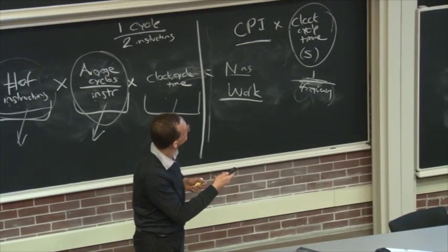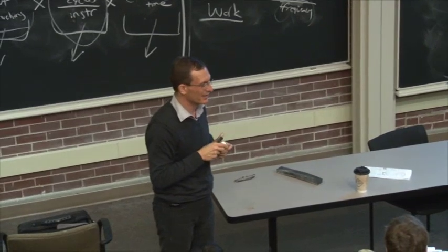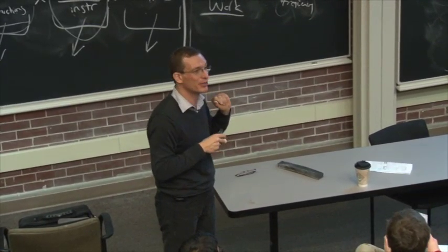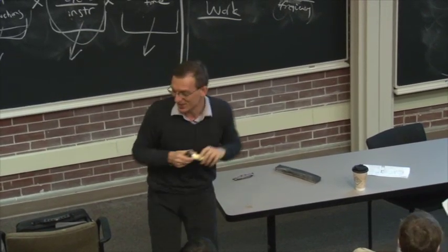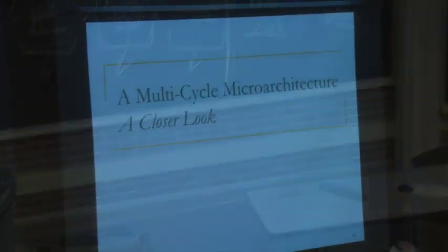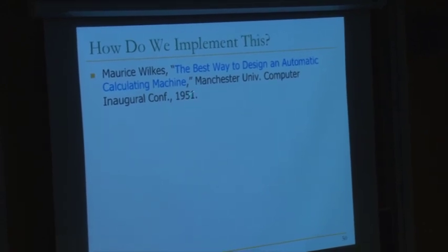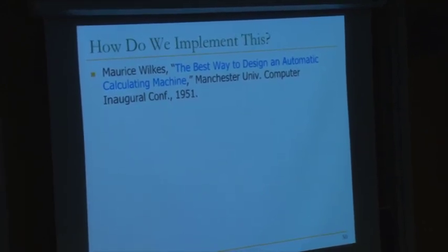Okay. I guess let's take a break for 5 minutes right now, and then we'll go into a microcoded machine, a multi-cycle microarchitecture. And that's described here. That's probably why Maurice Wilkes called it the best way, right?